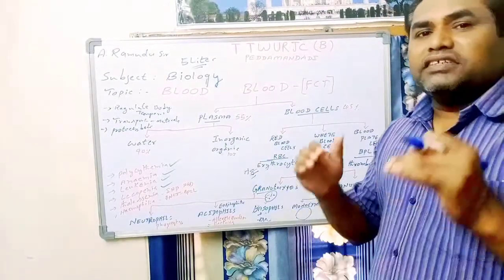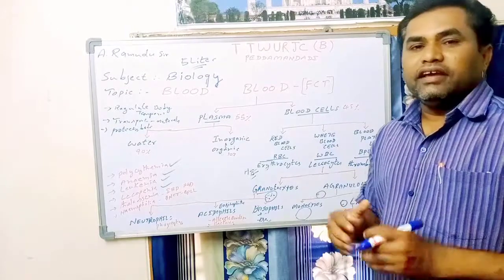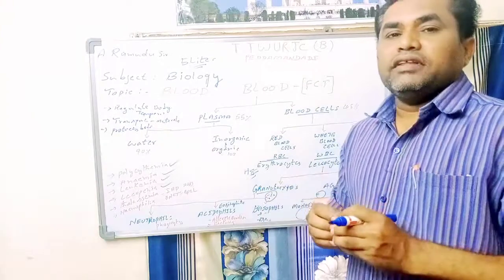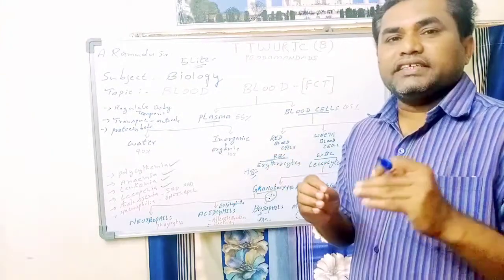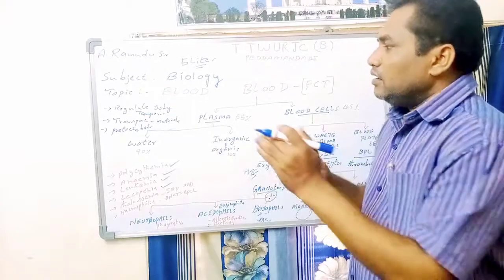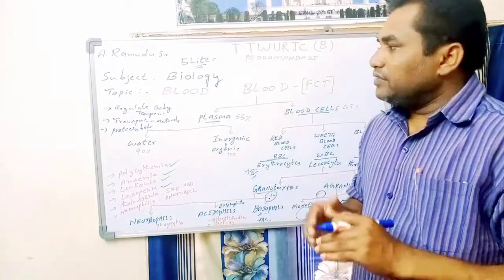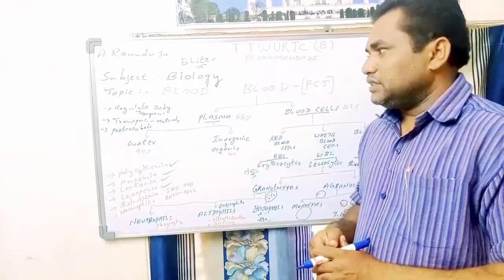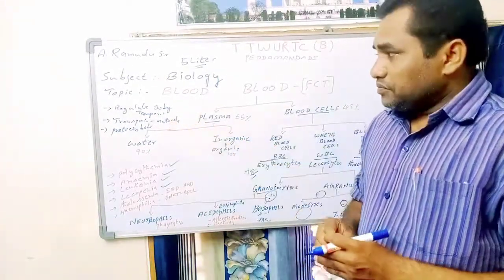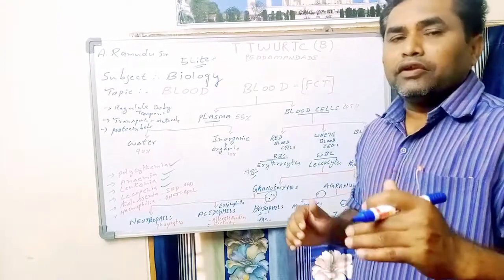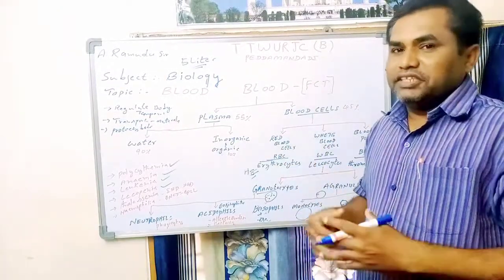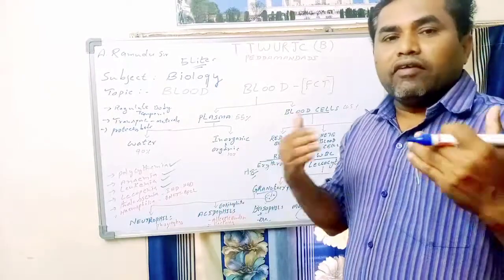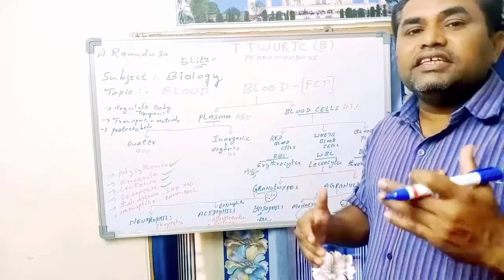Next, the functions of the blood. Blood plays a vital role in the transportation of gases like oxygen and carbon dioxide, as well as food materials and waste materials from one place to another. Next, blood plays a major role in maintaining the body temperature. And the third function of blood is that it protects our body by increasing immunity.